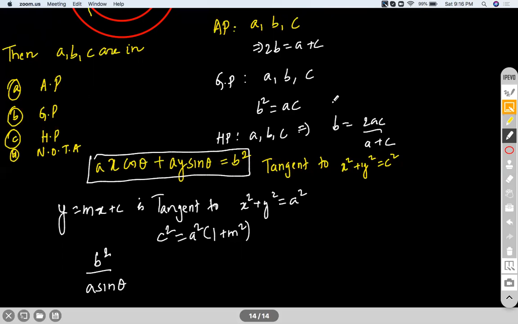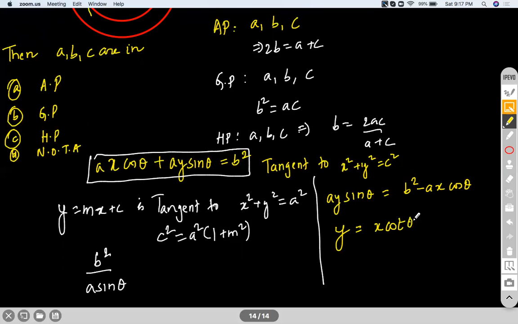Just divide throughout by a sin theta. Let me write it here. ay sin theta is equal to b square minus ax cos theta. Divide by a sin theta throughout. So this will become y equals minus x cot theta plus b square by a sin theta. So m is minus cot theta, and c is this term. So c square is equal to a square, where a square is played by c square, times 1 plus m square, and m square is cot square theta.